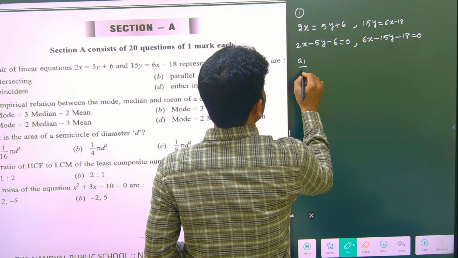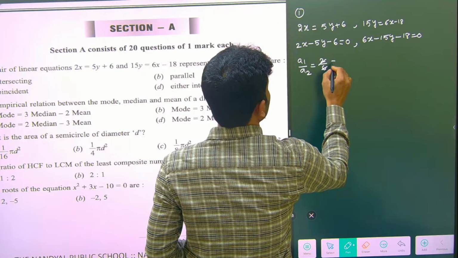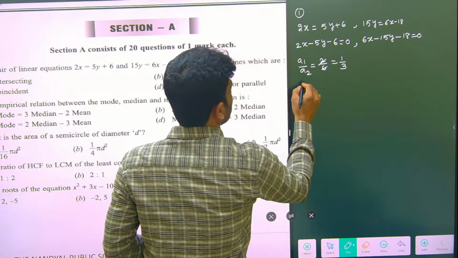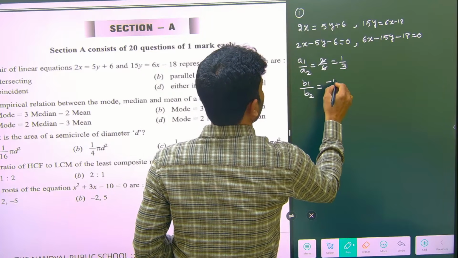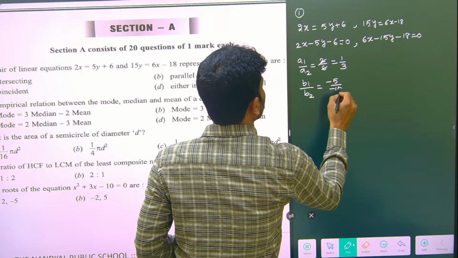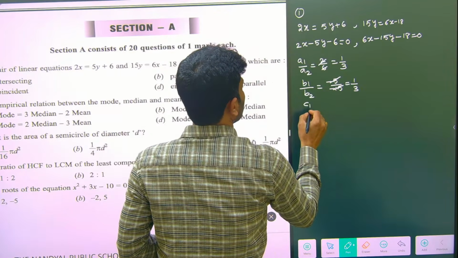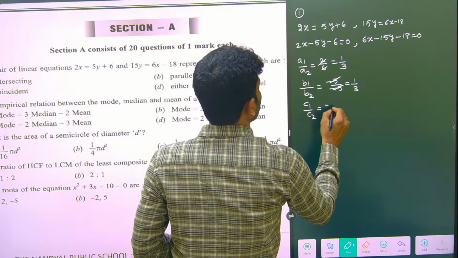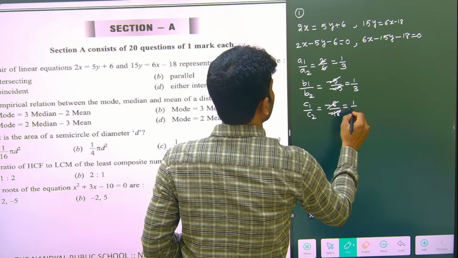Find out A1 by A2. A1 by A2 is equal to 2 by 6, which is 1 by 3. B1 by B2 is equal to minus 5 by minus 15. After cancellation, again 1 by 3. C1 by C2 is minus 6 by minus 18. After cancellation, again 1 by 3.